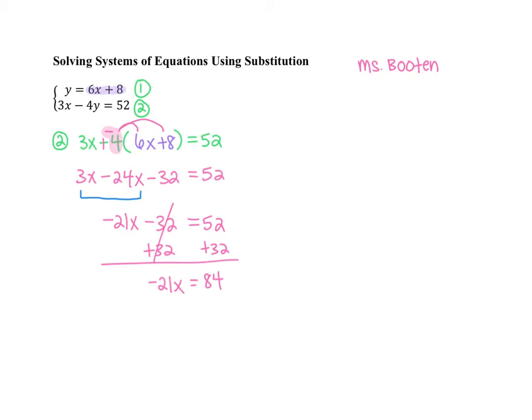Our last step, since this is multiplication, is to divide. Now you have to remember to divide by a negative 21. Since that coefficient is negative, you have to divide by a negative. So divide each side by a negative 21.